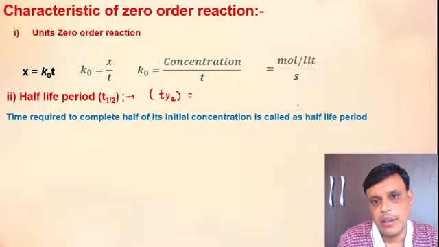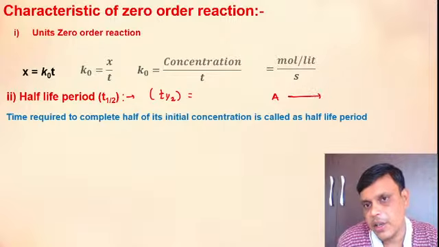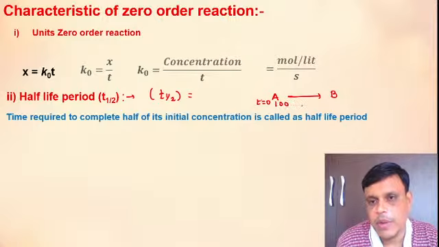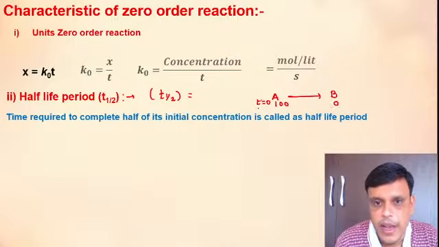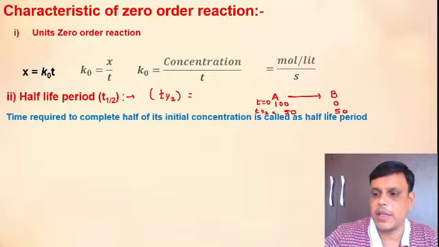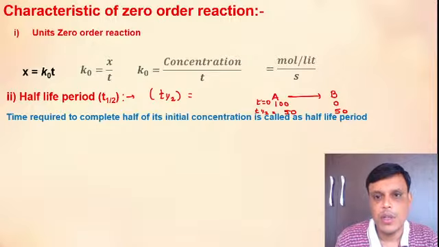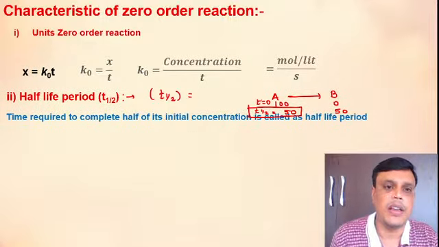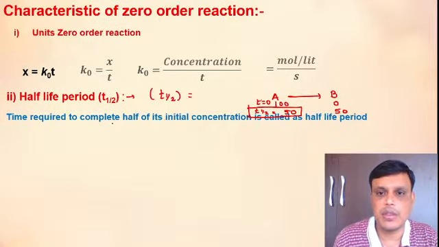For example, here I will write a reaction A goes to B. At a time t is equal to 0, reactant A is 100% and product B is 0%. And at a time t is equal to half, A is present 50% and B is formed 50%. So this time is called the half-life period. The time which is required to complete half of its initial concentration is called the half-life period.